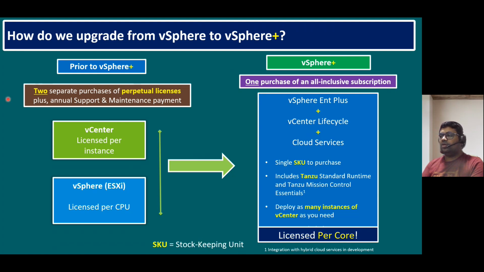It's only one key that we can purchase, and it includes Tanzu Standard Runtime and Tanzu Mission Control Essentials. Deploy as many instances of vCenter as you need, licensed on a per core basis, and integration with hybrid cloud services is in the development stage now. Maybe within a future release, we will get the hybrid cloud integration as well.